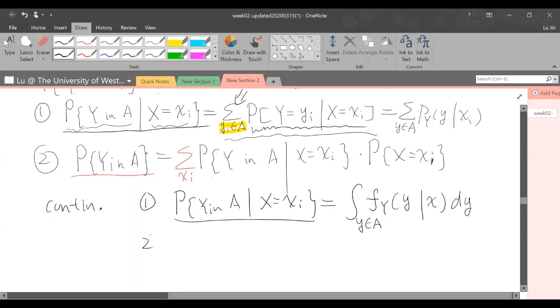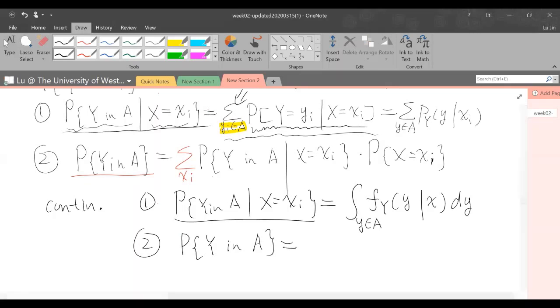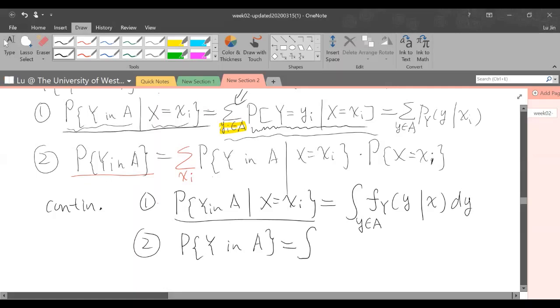And step 2 can be changed accordingly as well. The first thing is the left hand side, which remains unchanged: still the probability of y in A. That is equal to, on the right hand side of step 2, the red color summation sign must be changed to the integration. And then this part remains the same. We just copy that down: y in A subject to the x variable equal to xi.